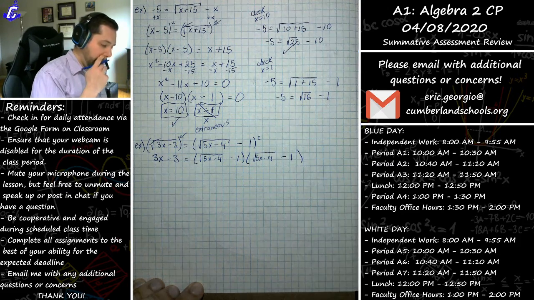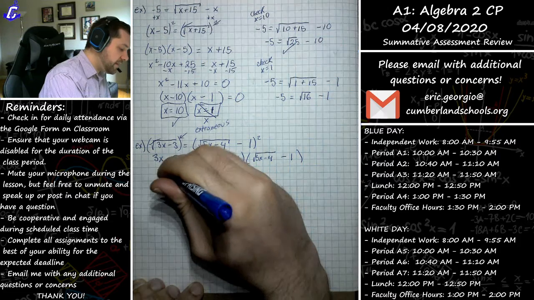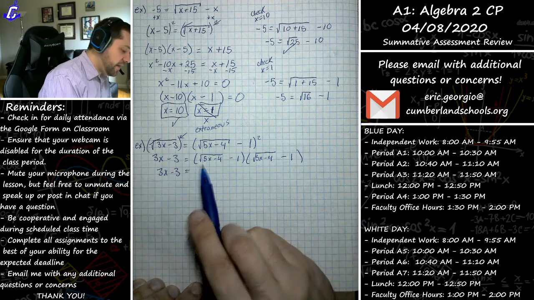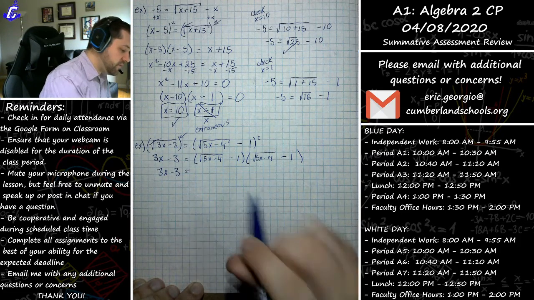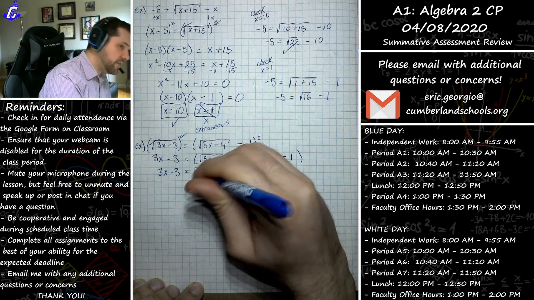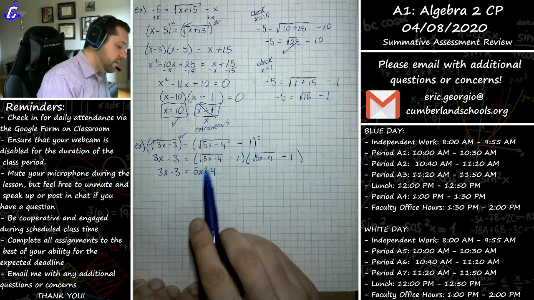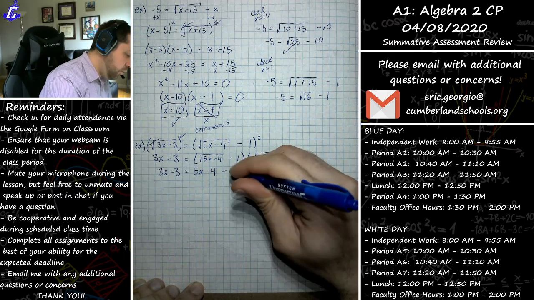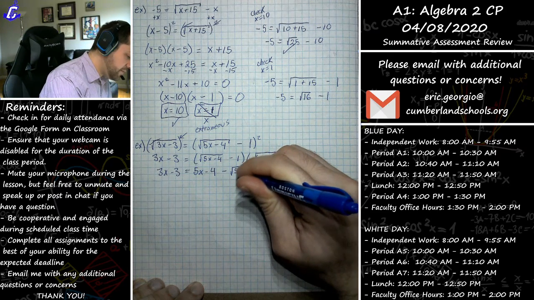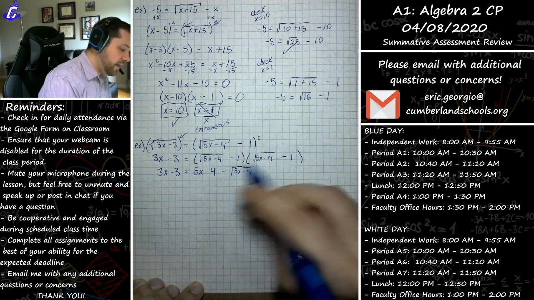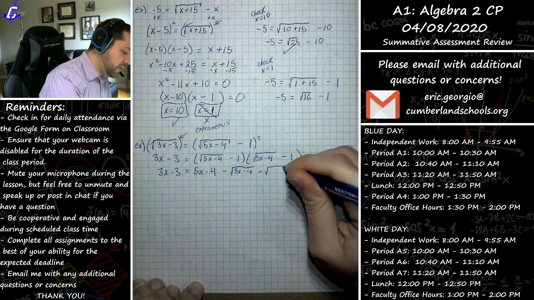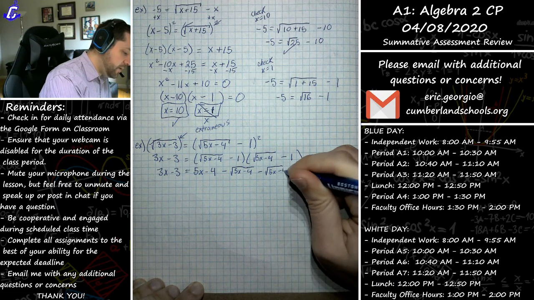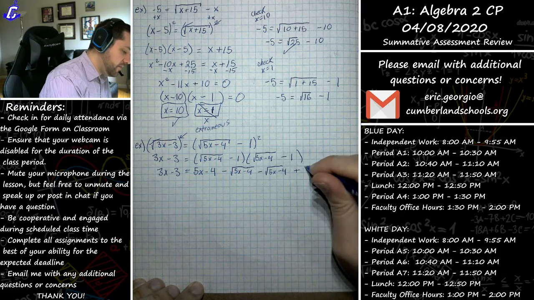Just like that. Okay. Here I get 3x minus 3 on the left. Here I get the square root of 5x minus 4 times the square root of 5x minus 4 is just 5x minus 4. Here, the square root of 5x minus 4 times negative 1 is exactly that. Negative 1 square root of 5x minus 4. We get another one on the inside here, another negative 1 square root of 5x minus 4. And then negative 1 times negative 1 is positive 1.